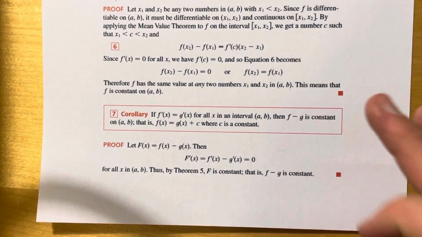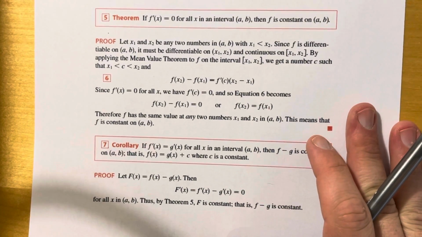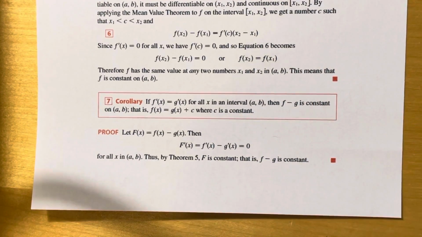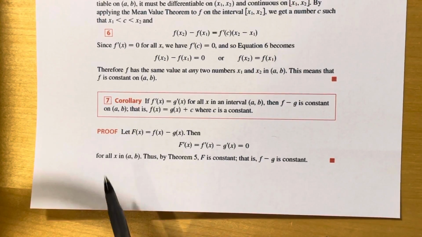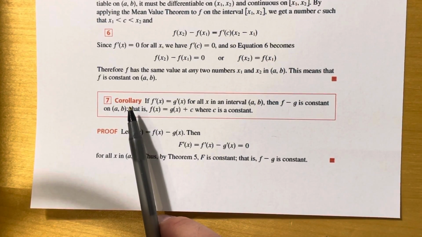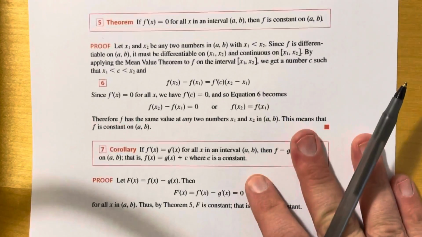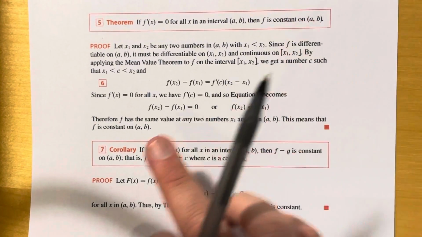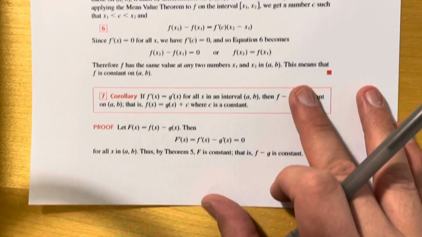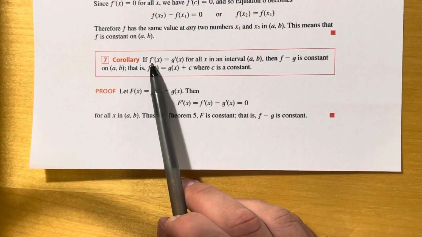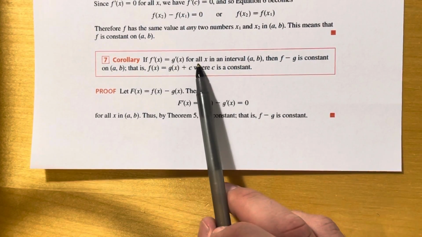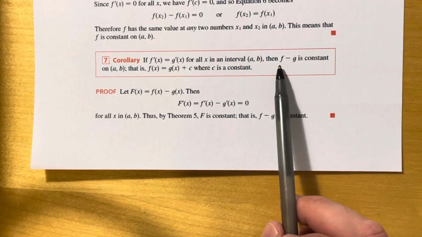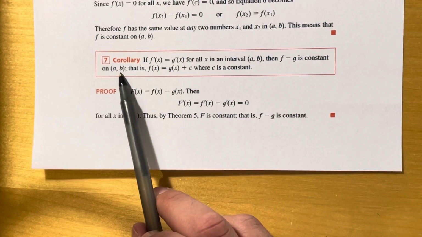Now that alone is important, but kind of intuitive. It's not a huge surprise that that's true. What's more important is this corollary, the thing that it implies. A corollary is a theorem that is a direct consequence of some other theorem. So that's why this is saying corollary here. This corollary says that if f prime of x is equal to g prime of x for all x in an interval ab, then f minus g is a constant on ab.